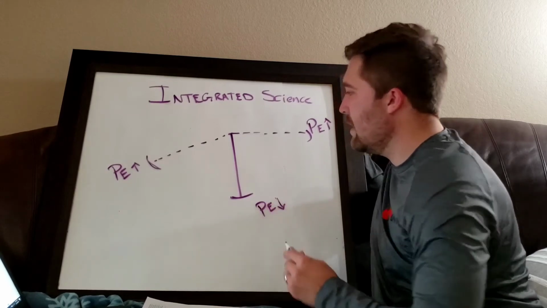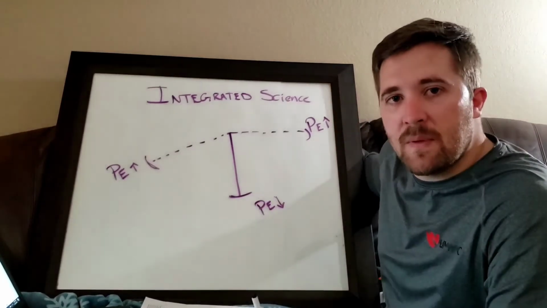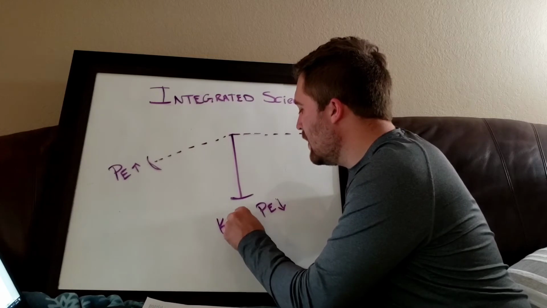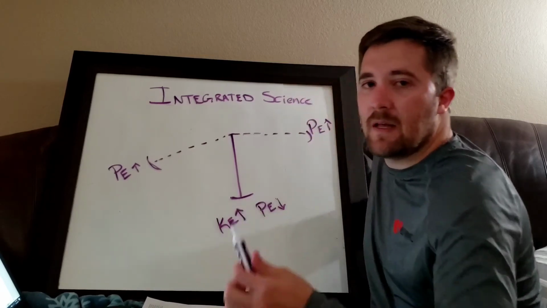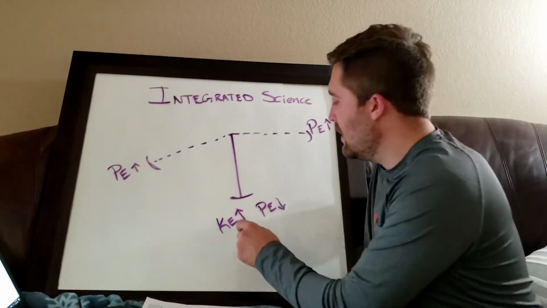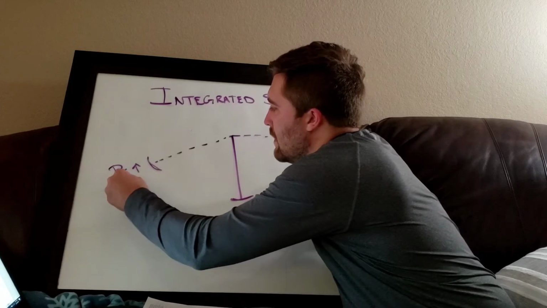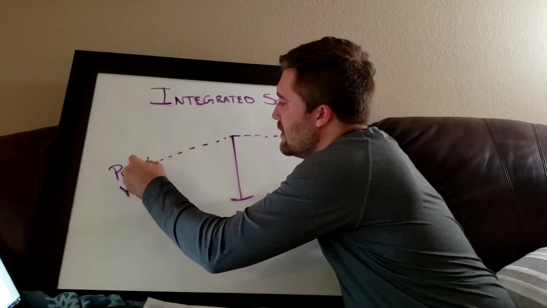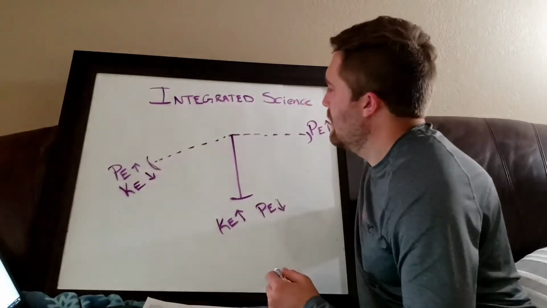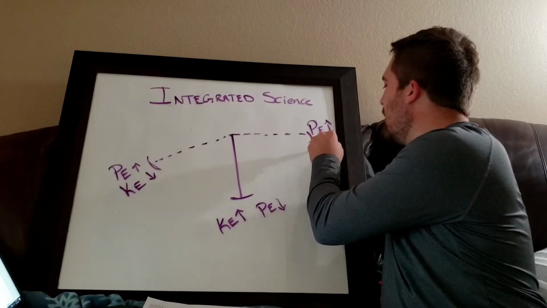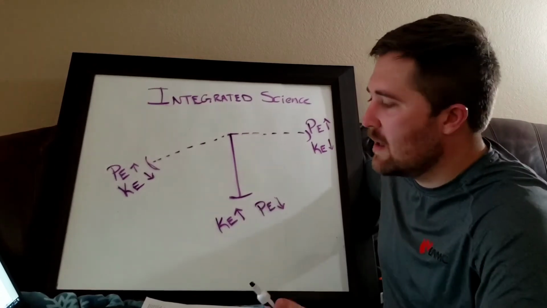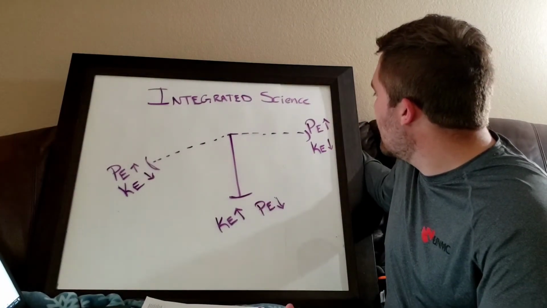Kinetic energy is always the opposite of your potential energy. So your kinetic energy is going to be greatest here at the bottom, because if you remember, kinetic energy deals with motion. You're going the fastest at the bottom, okay? Kinetic energy is greatest here. It's second greatest or second least here. And then here at the very top, it's your least, of course, because your potential energy is greatest.